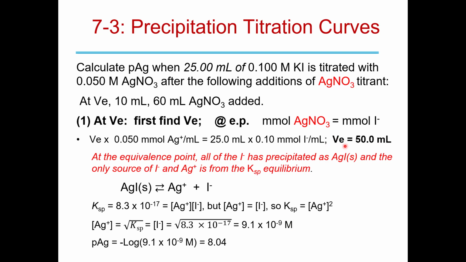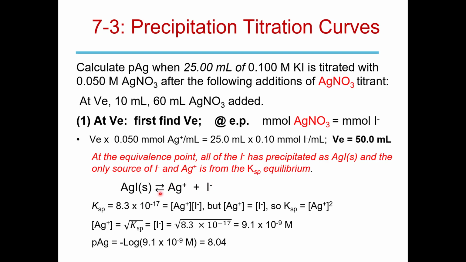Okay, so now we found our equivalence point volume. Now we are ready to figure out what the pAg is when we've added 50 milliliters of our silver nitrate titrant. So here we go. Let's think about what's going on. At the equivalence point, all of the iodide has precipitated as silver iodide solid. So the only way we're going to get any silver in our solution is because of this reaction, right? We know about this reaction. This is the dissolution reaction. Solid silver iodide redissolves to give us a little bit of silver and a little bit of iodide.